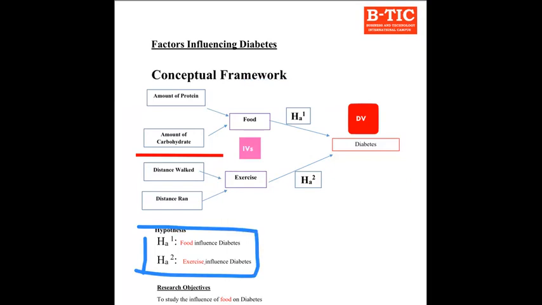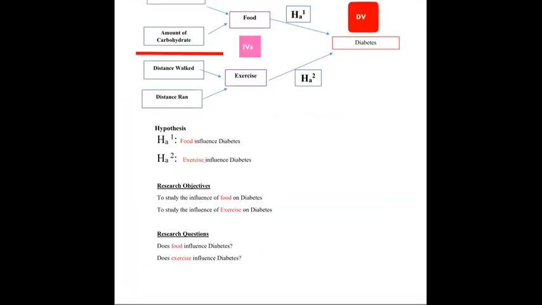Based on this, we have developed the research objectives as well. The first objective is to study the influence of food on diabetes. The second is to study the influence of exercise on diabetes. And based on these objectives, we can develop the research questions as well, where the first question is, does food influence diabetes, and does exercise influence diabetes? Right now, based on this conceptual framework, hypotheses, research objectives, and research questions, we have to measure diabetes, food, and exercise so that we can run the test in SPSS.